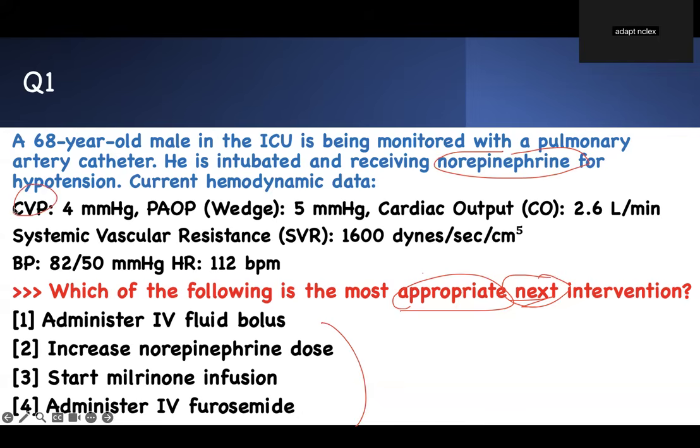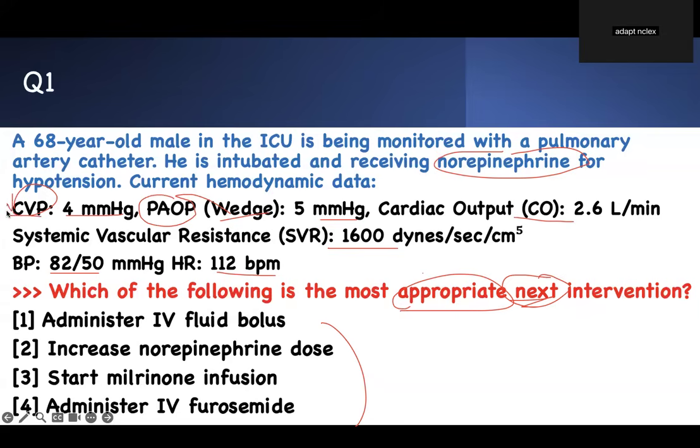His central venous pressure is 4. His pulmonary artery occlusion pressure, which is the same as wedge, is 5. His cardiac output is 2.6. His systemic vascular resistance is 1600. Blood pressure 82/50 and heart rate of 112. All of this is telling you something. If you don't know, like I said, check those videos. Let's get through it and let's figure it out.